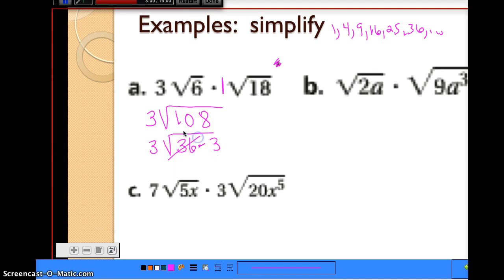And the square root of 36 is 6. Remember, whatever comes out, multiply by your leading coefficient. So 6 times 3 is 18, square root of 3. And that's that one.